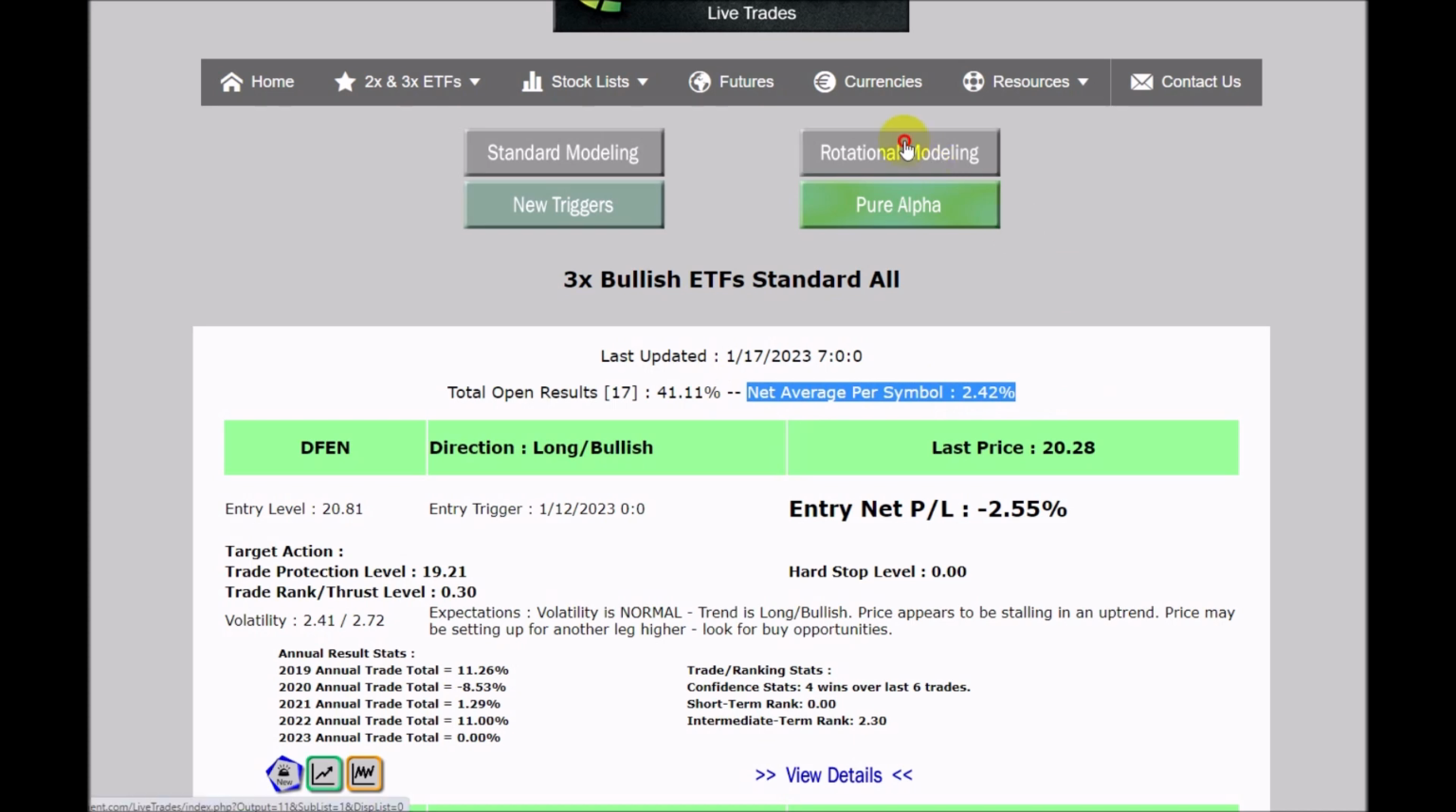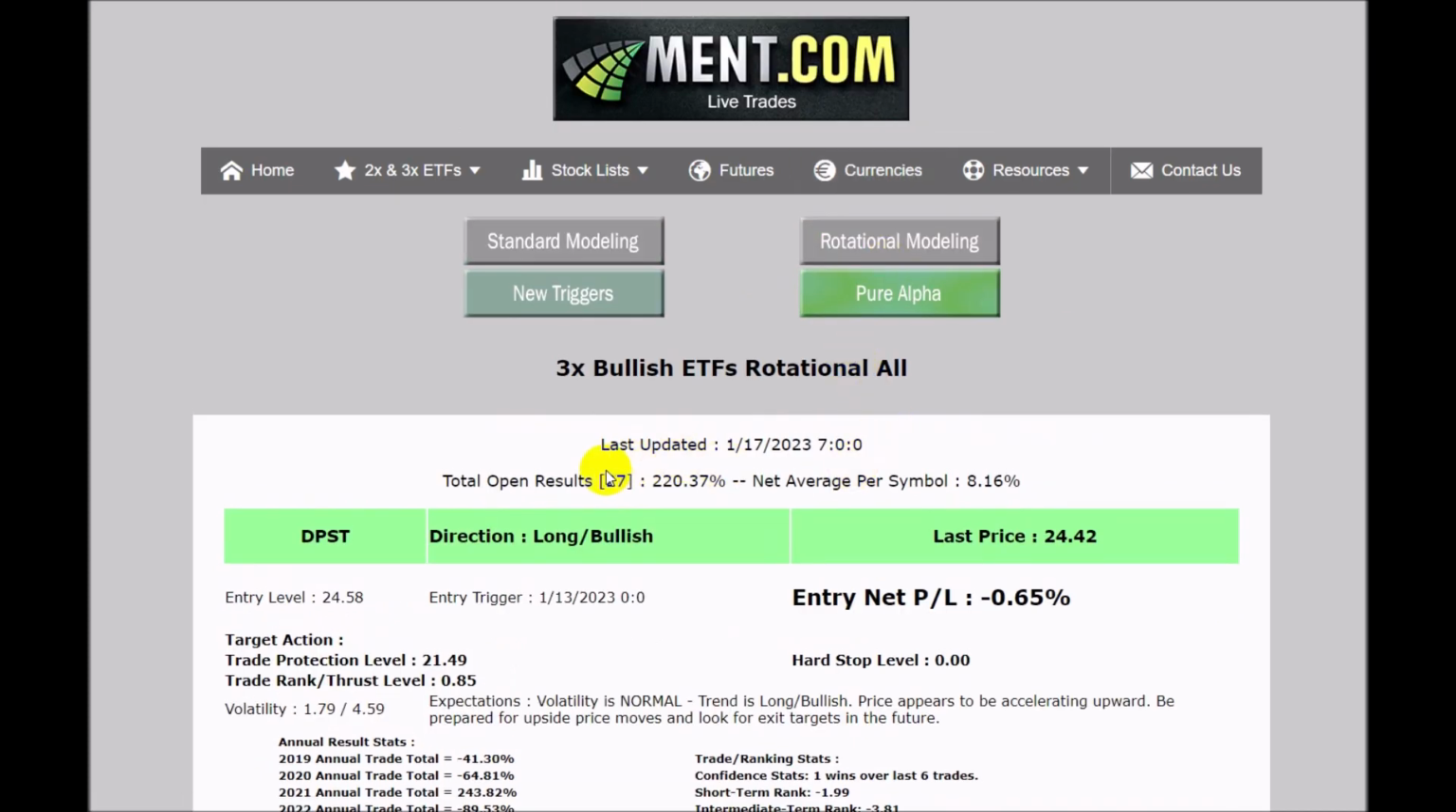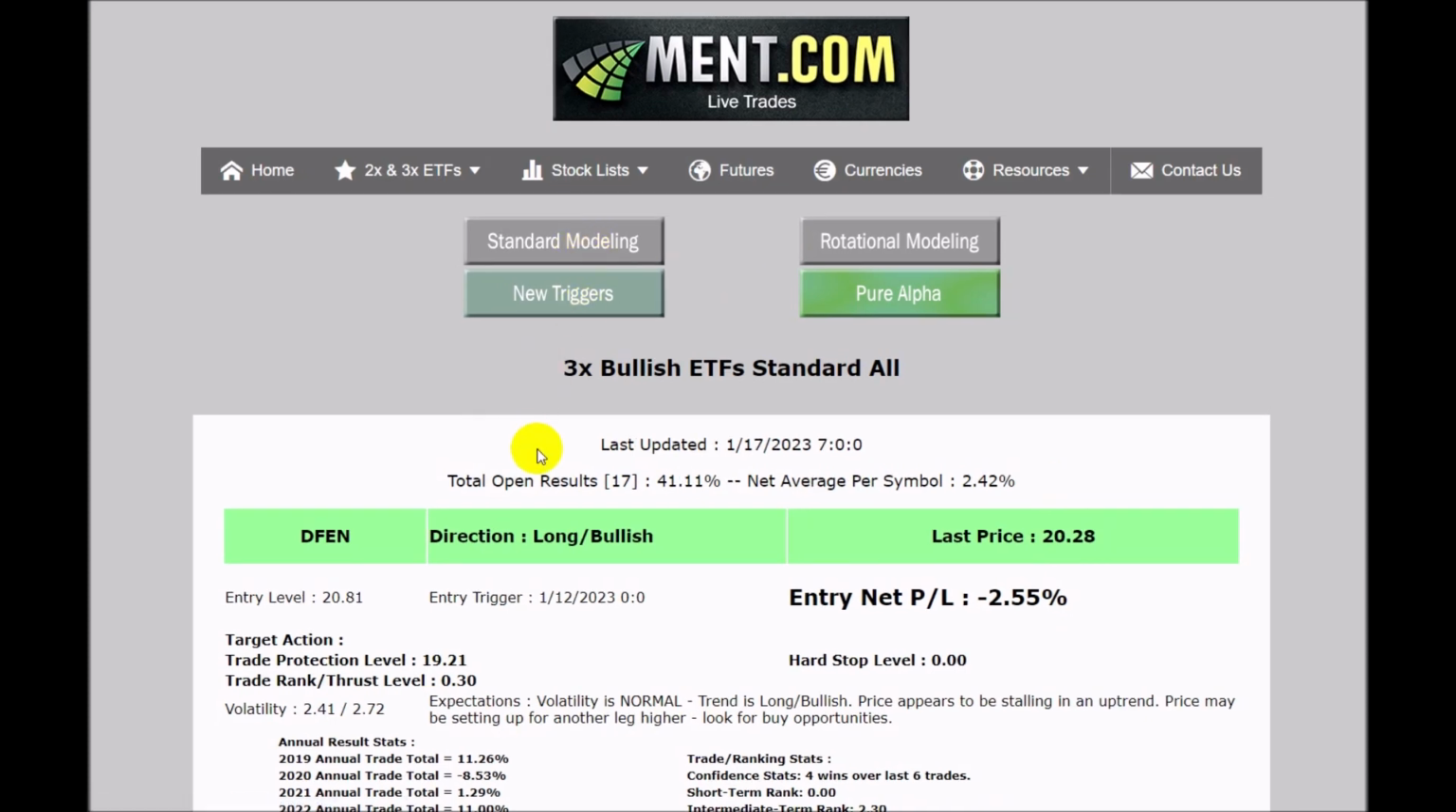If we go to the rotational modeling system, we have a total of 27 open trades. That's the total number of symbols that are in this list, totaling 220%. That's a sum of all of the net returns. Average net return per symbol is 8.16%. Rotational modeling system is always in, either up or down, bullish or bearish. It's essentially a net reverse system based on the triggers that are produced by the MENT LiveTrades algos. Standard modeling is in and out.